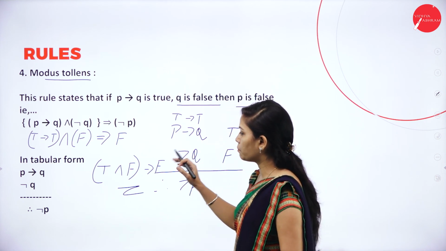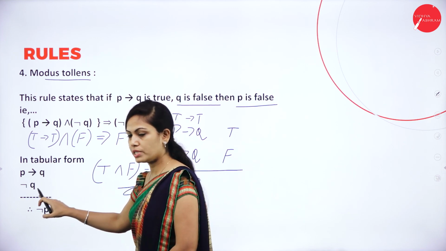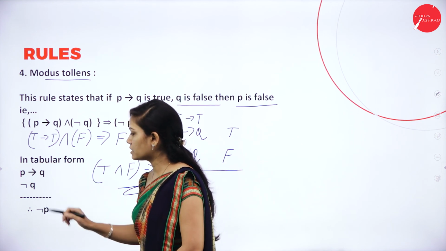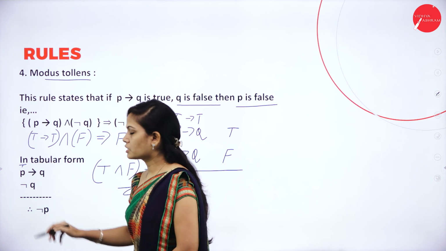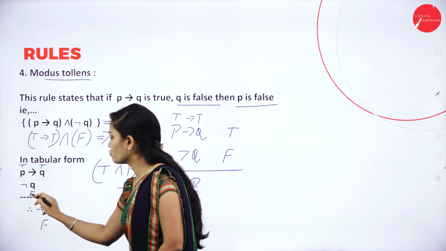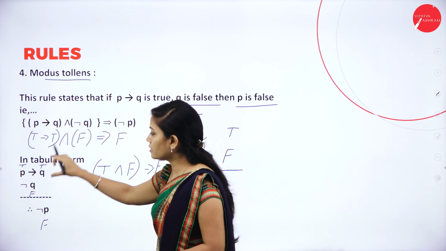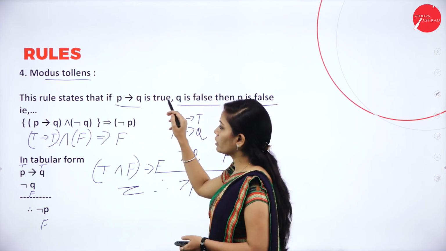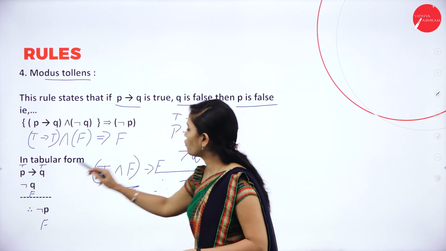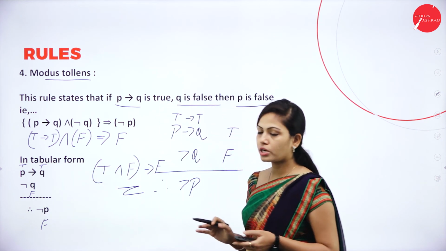So, how to write this in tabular form? P implies Q, and Q is false, then the conclusion is P is false. P is false means negation P. If P is true, negation P is false. If Q is true, negation Q is false. Please understand the concept here. With the help of this definition, we can write the tabular form. If P implies Q is true and Q is false, then P is false. Clear? So, this is called modus tollens.